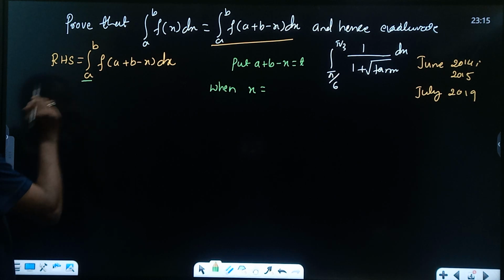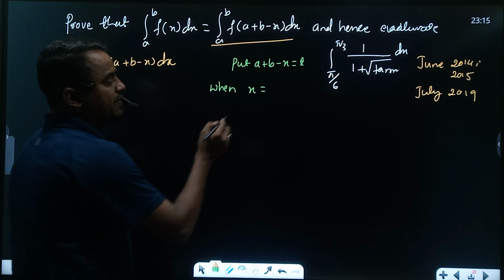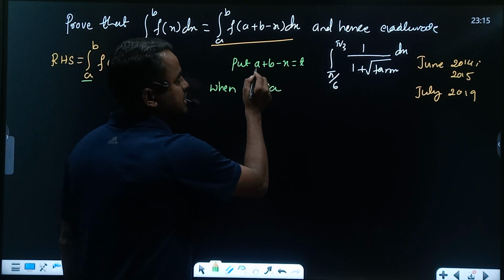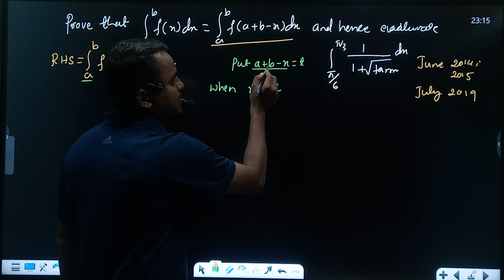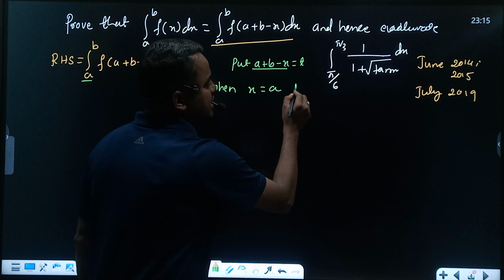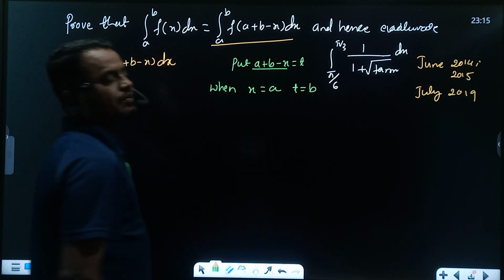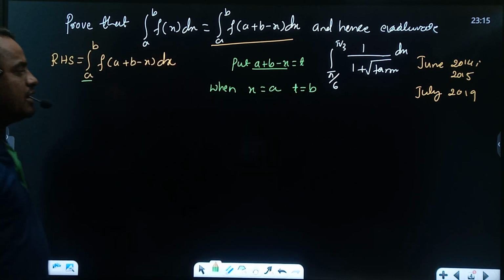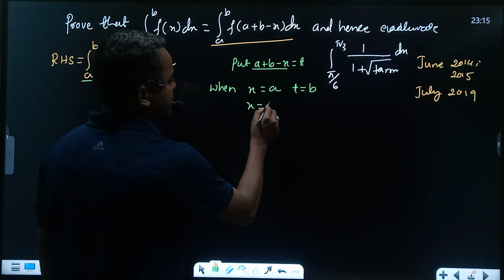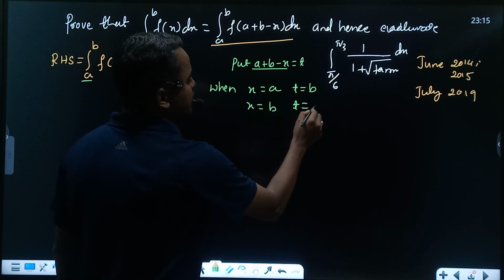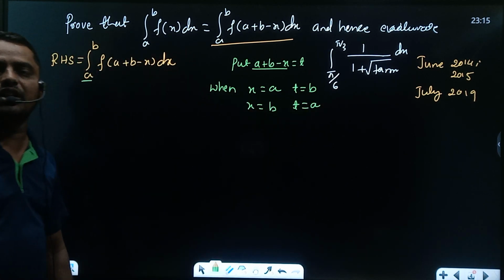What is the lower limit here? A. First put the lower limit in this substitution. Here a plus b in the place of x, a minus a will get cancelled. The value of t is b. And when x is equal to b, the value of t will become a.